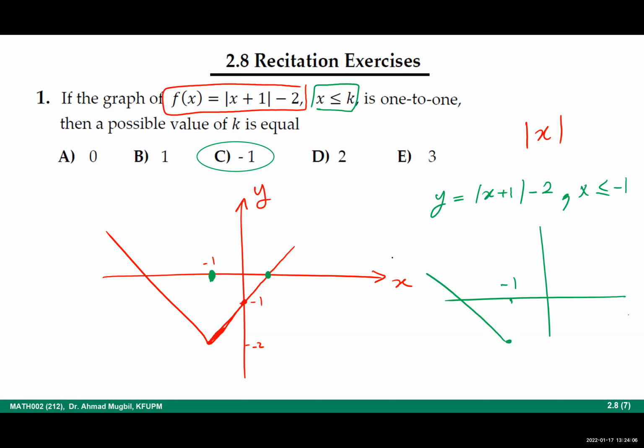This is 1-to-1. By the way, any value less than -1 also works. If you take -2, for example, so if you take x less than -2, it will also be 1-to-1. So the maximum number here you have is -1. If you take 0, it will not be, because if you take x greater than 0, it will be something like this. It will be from -2 here, from -1. If you take 0.